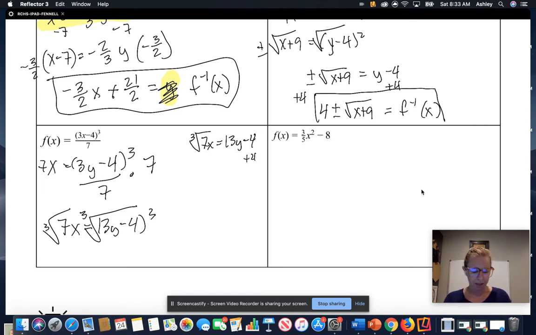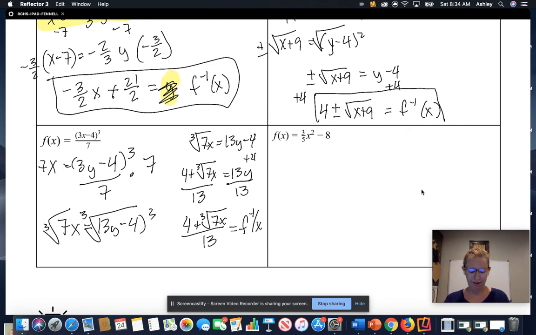Add 4 to both sides. So now we have 4 plus the cube root of 7x. By the way, you could also write the cube root of 7x plus 4. Same, right? Order doesn't matter with addition. Equals 3y. Now we need to divide by 3 on both sides. And we have 4 plus the cube root of 7x all over 3 equals what? f to the negative 1 of x, because that is the inverse.